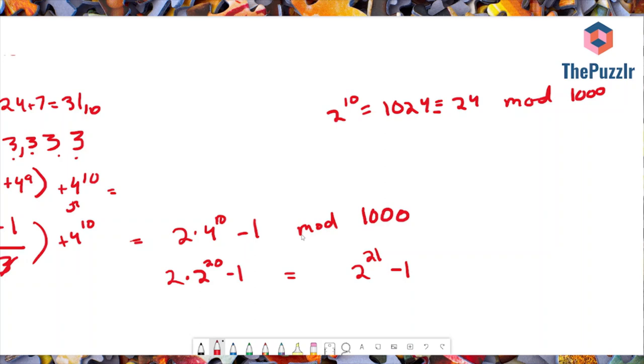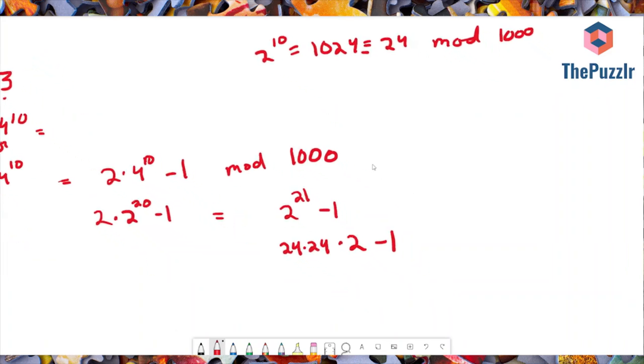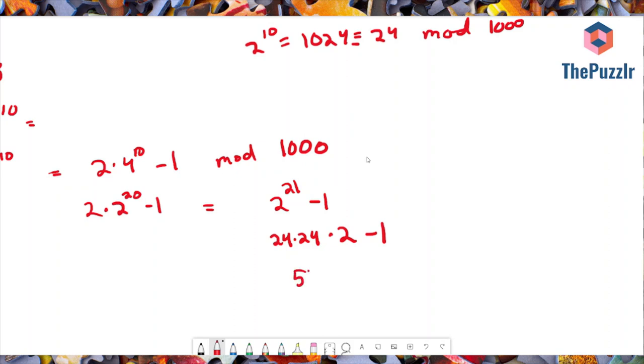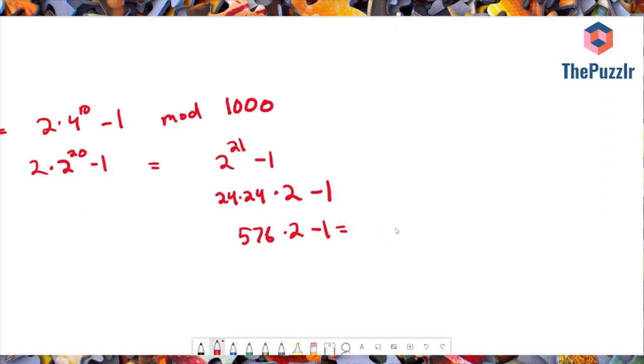So 2 to the power of 21 in mod 1,000 is just 24 times 24 times 2 minus 1, since 2 to the power of 10 can be replaced by 24 in mod 1,000. This is 576 times 2 minus 1, or 1,000 plus 76, 1,000 plus 70 times 2, so 1140 plus 12 minus 1. So that would be 152 minus 1, or our final answer, 151.